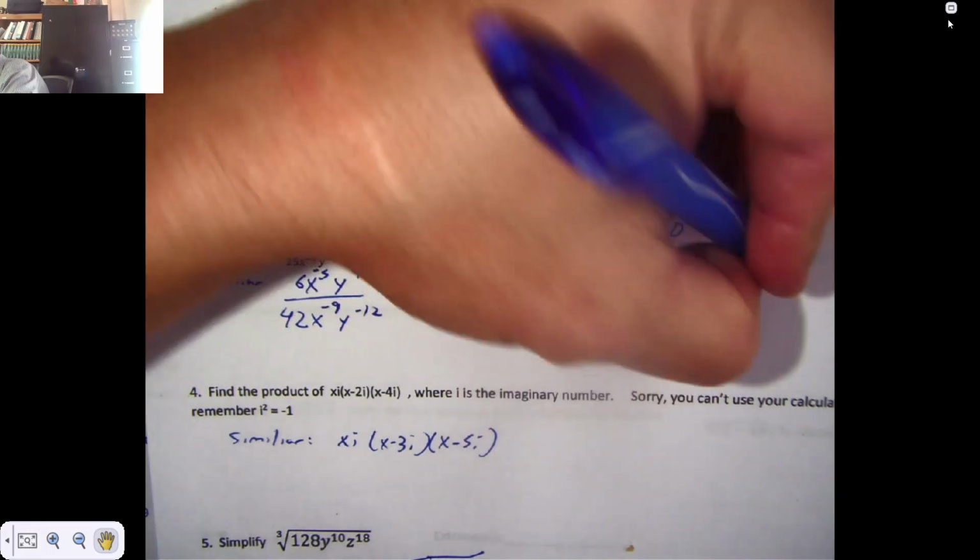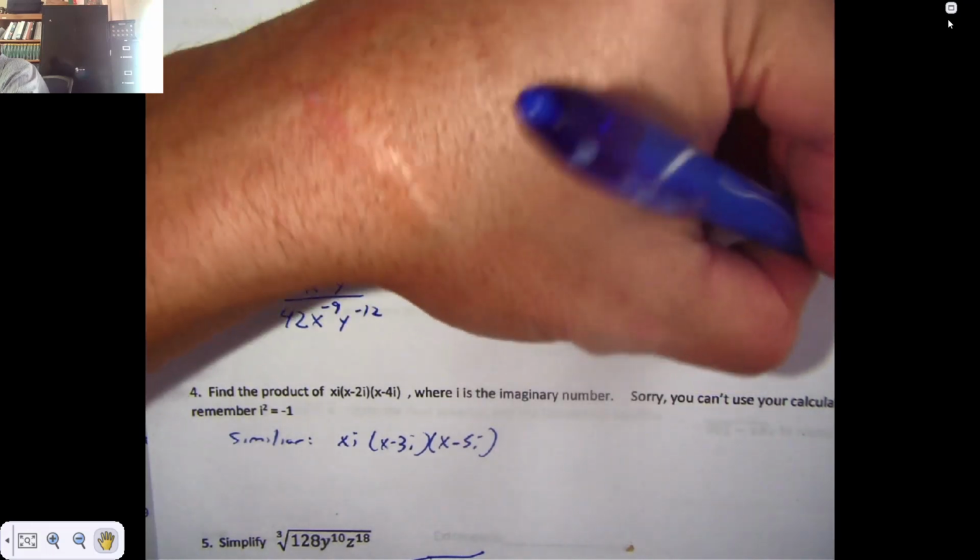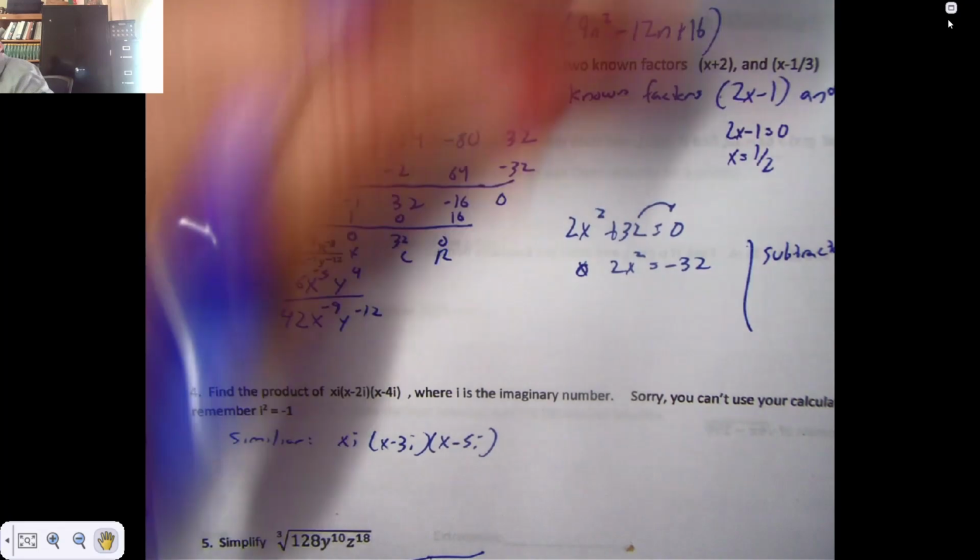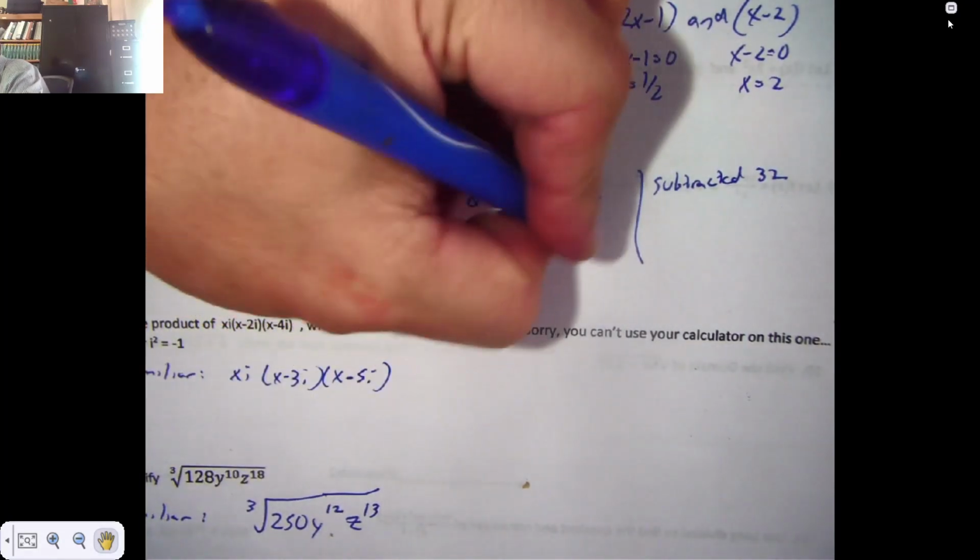What I did there was I subtracted 32. Now I'm going to divide that 2 out. X squared is negative 16. I divided by 2.